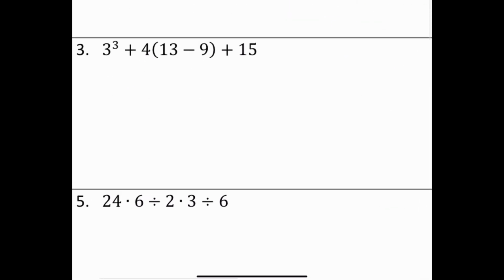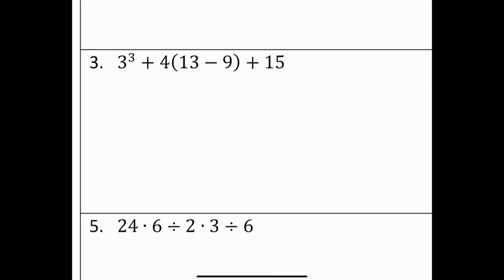Number 3, we have 3 cubed plus 4 times the quantity of 13 minus 9 plus 15. So we're going to handle the parentheses first. So that 13 minus 9 is 4. So it's going to be 3 cubed plus 4 times 4 plus 15.